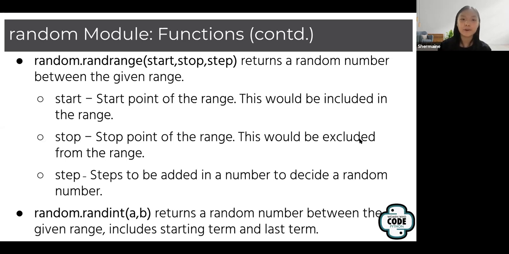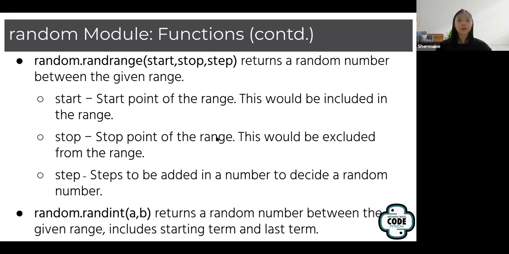We have random.randrange, and you can put in three different things in here: the start, stop, and step. The start and the step are optional. The stop is the compulsory one. What this function does is return a random number between the given range. The start is the starting point of the range, and this would be included. Stop would be the stop point, and this would be excluded. And lastly, step would be the steps to be added in a number to decide a random number.